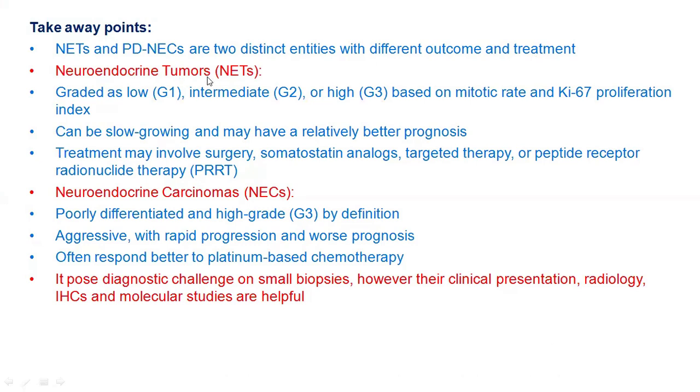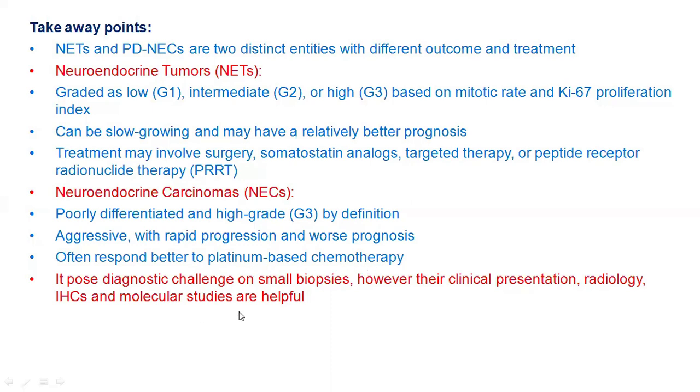So the neuroendocrine tumors, on the basis of Ki67 and the mitotic rate, are further divided into G1, G2, and G3. They are slow growing and may have a relatively better prognosis. Their treatment includes surgery, somatostatin analog, targeted therapy, and peptide receptor radionuclide therapy. While the neuroendocrine carcinomas are always poorly differentiated and high grade by definition, so we do not need to grade them. They are always high grade in nature. They are aggressive, rapidly progressive with a worse prognosis, and only respond to platinum-based chemotherapy.